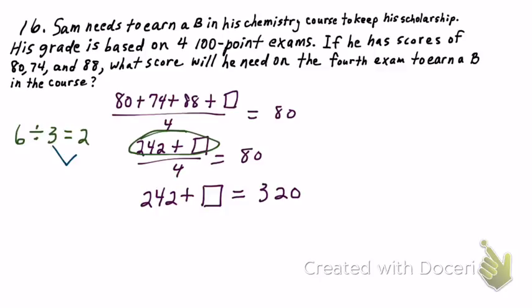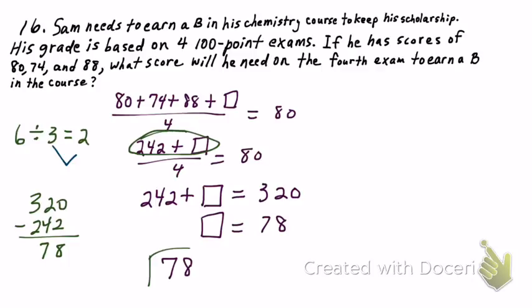So we know that 242 plus this other number needs to add up to 320. Alright, so if you subtract 242 from 320, you'll see your answer is 78, and that is our answer. Now if you wanted to check this, it'd be very easy to do that. Just add that 78 with the other three numbers and divide by 4. Then you'll see that that is 80. Let's move on to the next problem.